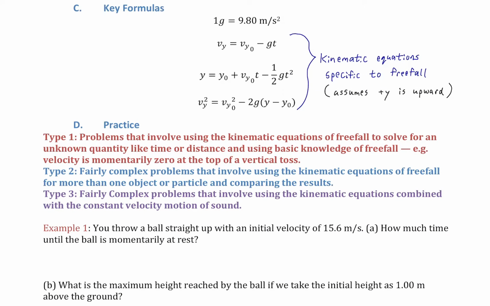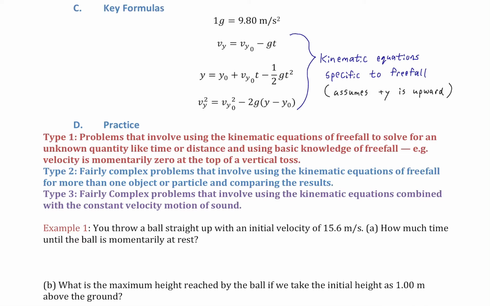So really 3 types of problems, right? We have basic problems where you just use a single kinematic equation and you want to have some basic knowledge of free fall to help solve them. For example, velocity is momentarily 0 at the top of a toss, because it has to change direction, thus it must momentarily be at rest at the very top. Fairly complex problems involve using kinematic equations of free fall for more than one object. And then fairly complex problems that involve combining the kinematic equations with the constant velocity of sound. So kind of specific, but it's its own category of problem.